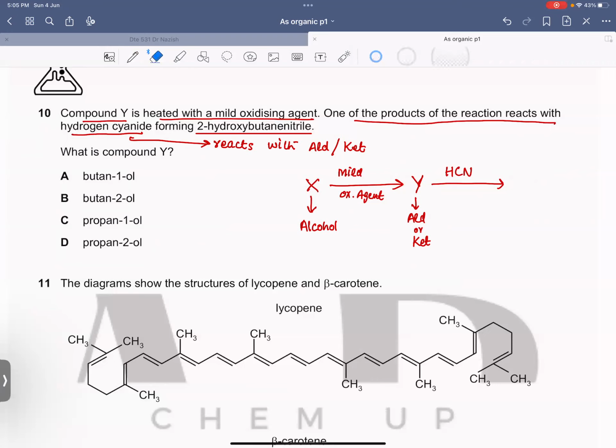Okay. And here what we are getting when it reacts with HCN, that is another important thing. We are getting 2-hydroxybutane nitrile, which means 4 carbon atoms, right? So see, 1, 2, 3, 4. On the second carbon, I am getting an OH, and it's a nitrile. So CN is there.